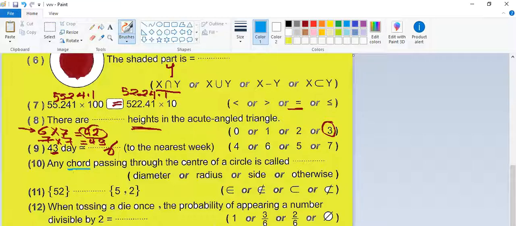Any chord passing through the center of the circle is called what? We have a chord passing through the center of the circle, we'll say it will be the diameter. Question number 11, the set of 52, and here we have 5 and 2. Here we have sets, so we'll say subset or not subset. Here we have only 5 and 2, and here he said 52, so the result will be not subset.